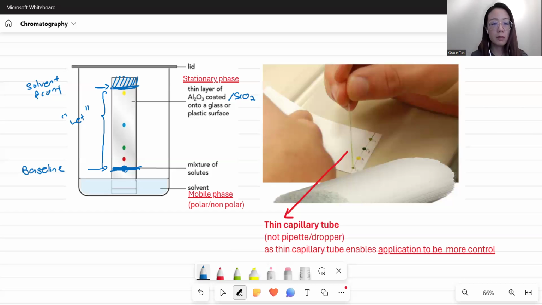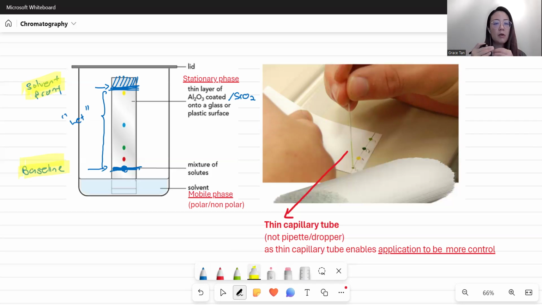Now, once you choose when you want to stop the experiment, quickly take the glass or plastic sheet out and quickly draw a line. So this line here, you take a pencil and ruler and draw. This is called the solvent front. This is until where your mobile phase has moved. We need to measure the distance of the solvent front, how far your mobile phase has moved.